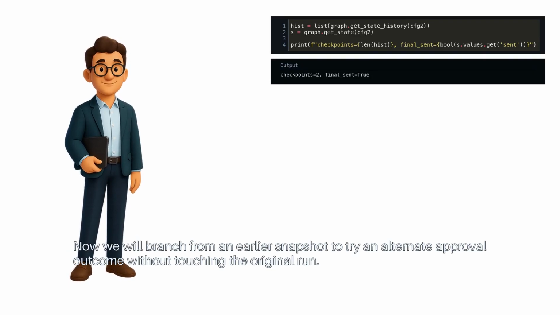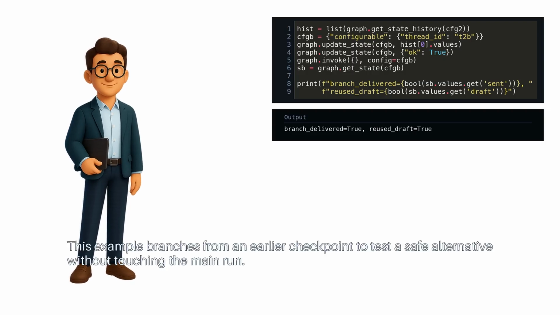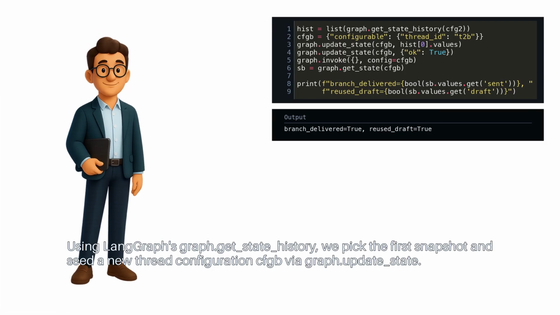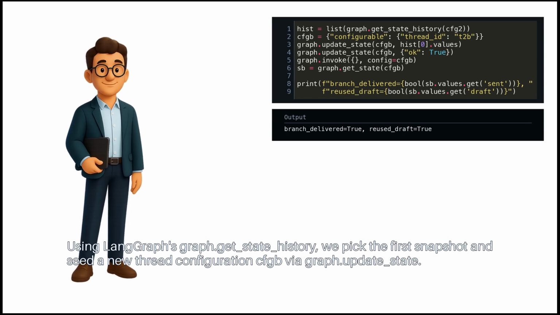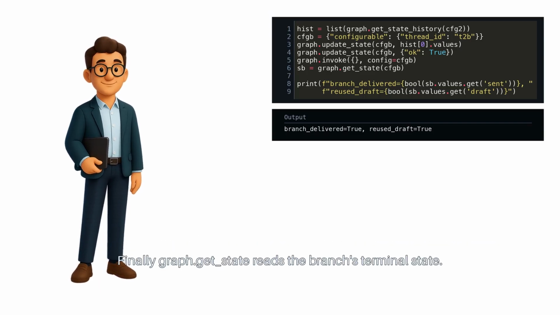Now we will branch from an earlier snapshot to try an alternate approval outcome without touching the original run. This example branches from an earlier checkpoint to test a safe alternative without touching the main run. Using LangGraph's graph.get_state_history, we pick the first snapshot and seed a new thread configuration, CFGB, via graph.update_state. We then set OK equals true on the branch to simulate an approval outcome and invoke the graph to complete the flow. Finally, graph.get_state reads the branch's terminal state.